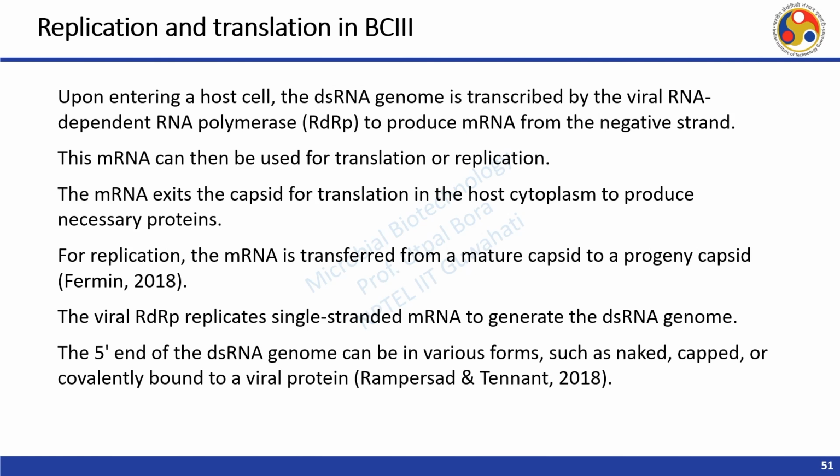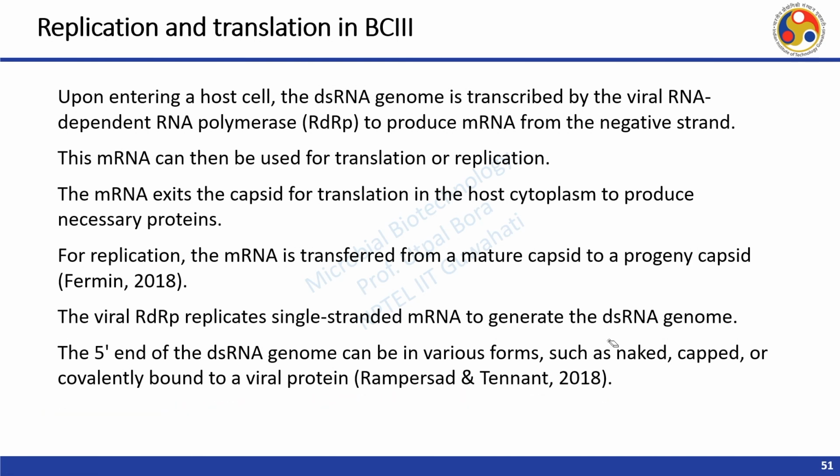For replication, the mRNA is transferred from a parental capsid to a progeny capsid. The viral RdRp replicates single stranded mRNA to generate the double stranded RNA genome. The 5' end of the double stranded RNA genome can be in various forms such as naked, capped, or covalently bound to a viral protein.